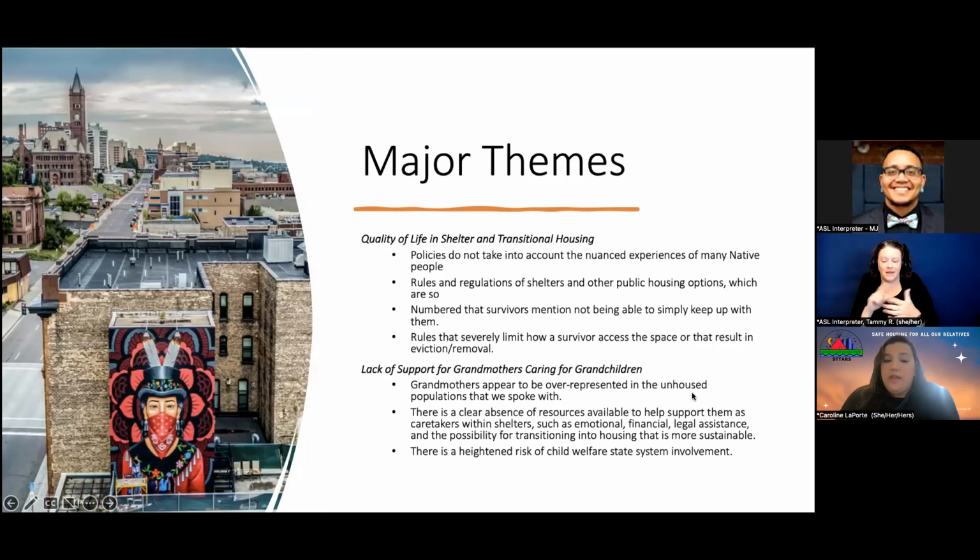These are some of the major themes that emerged, and I will go through a few of them. We held 2 listening sessions this past year, one in the Seattle area and another in Minneapolis. But a lot of what we heard was pretty thematic across the board. So we had quality of life in shelter and transitional housing taking a strong look at the rules and policies that impacted survivors who were accessing the space. Most of the survivors that we spoke with felt that rules severely limited how they were able to access that space, and oftentimes resulted in their eviction and or removal.